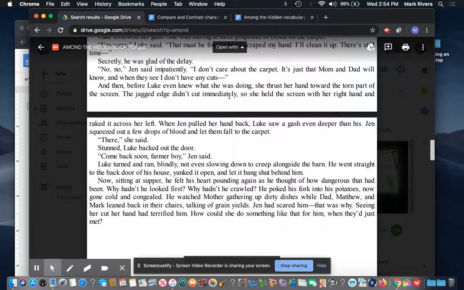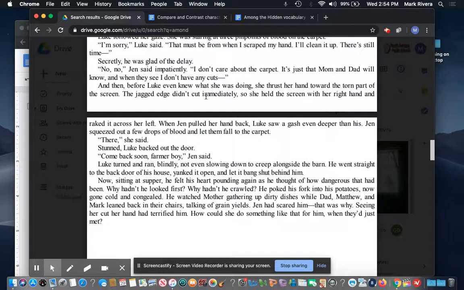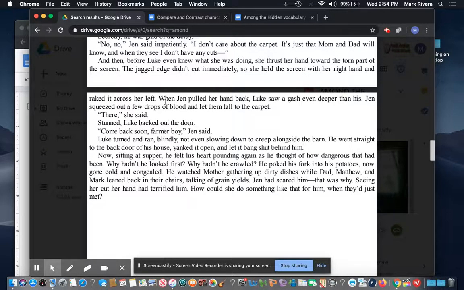Then, before Luke could even see what she was doing, she thrust her hand towards the torn part of the screen. The jagged edge didn't cut immediately, so she held the screen with her right hand and raked it across her left. When Jen pulled her hand back, Luke saw a gash even deeper than his. Jen squeezed out a few drops of blood and let them fall to the carpet. There, she said. Stunned, Luke backed out the door.